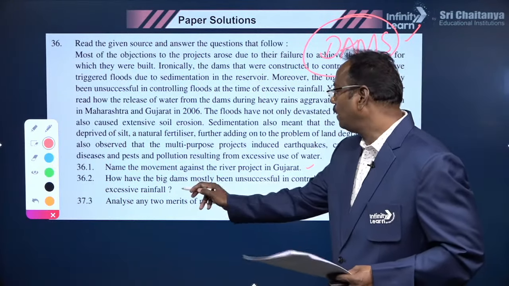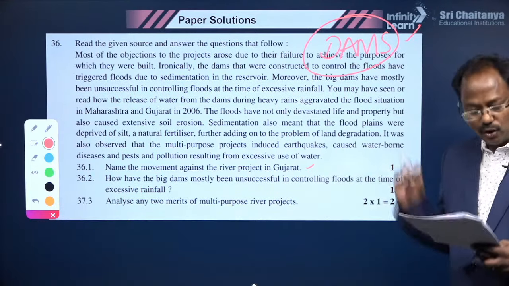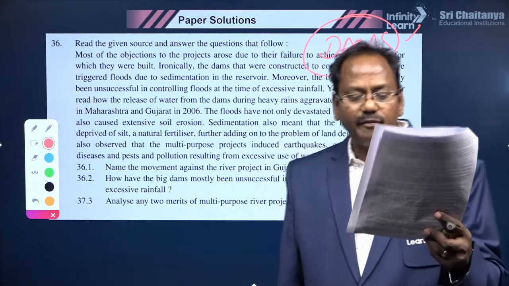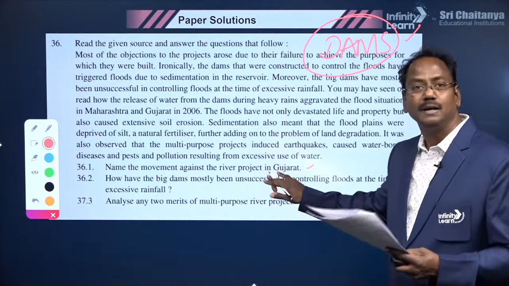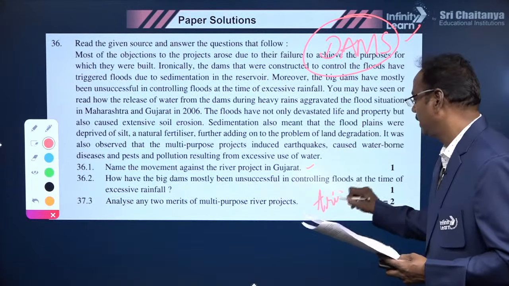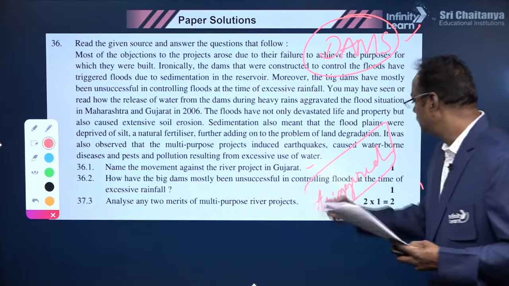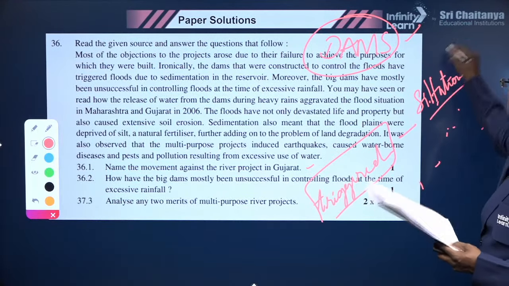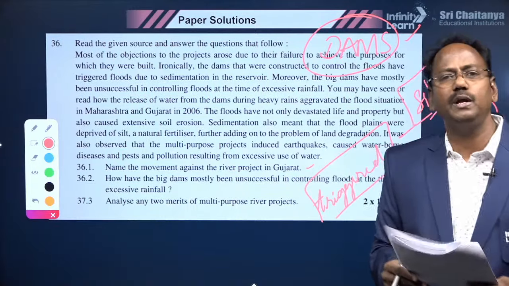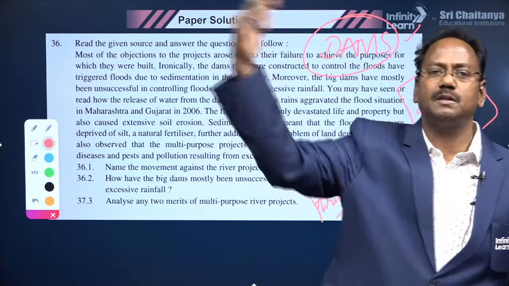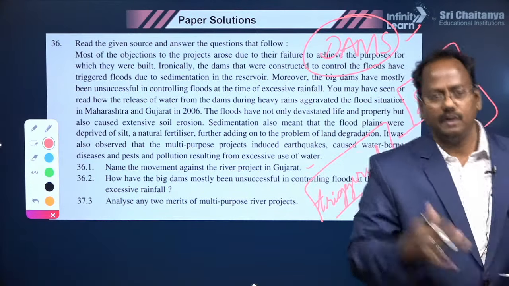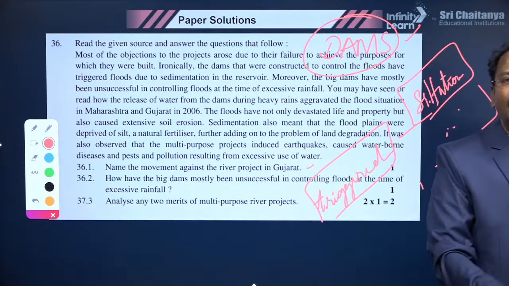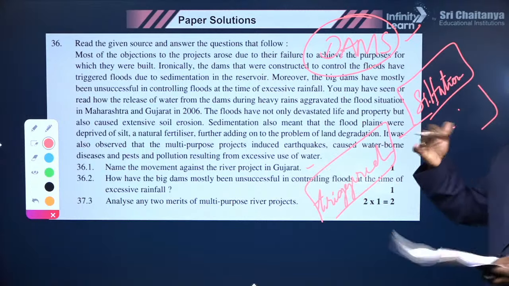Then the second question: how have big dams mostly been unsuccessful in controlling the floods? The dams that were constructed to control floods have triggered floods. Instead of controlling, they triggered them, due to the over siltation problem. Heavy siltation reduces the natural flow. With the number of dams you are constructing on the natural flow of the river, siltation takes place at every level, and this siltation decreases a dam's capacity.